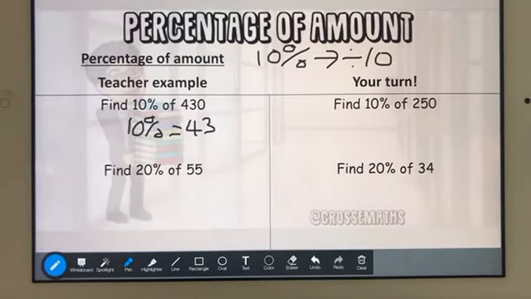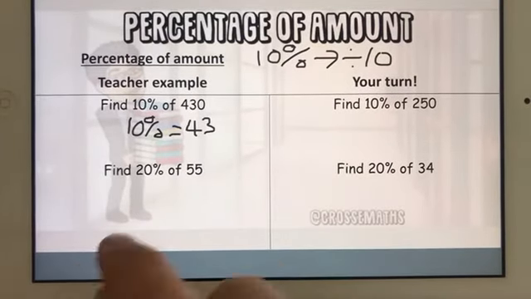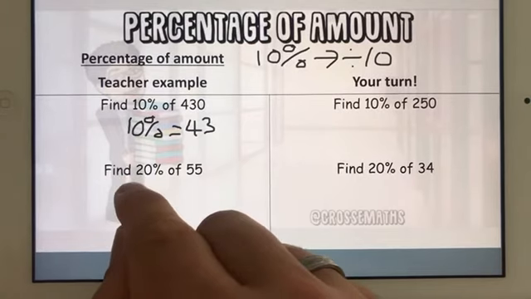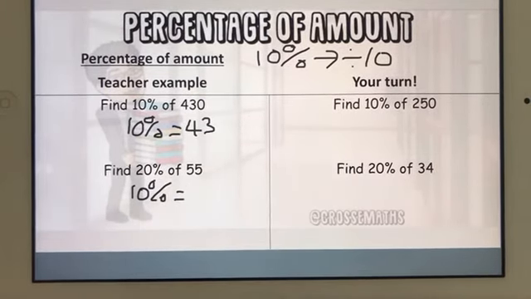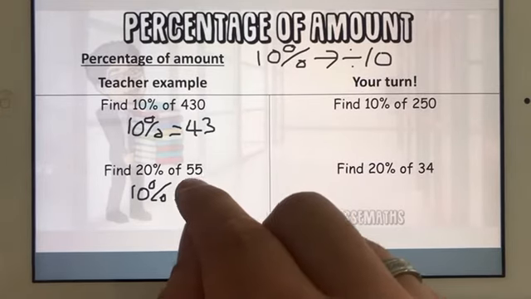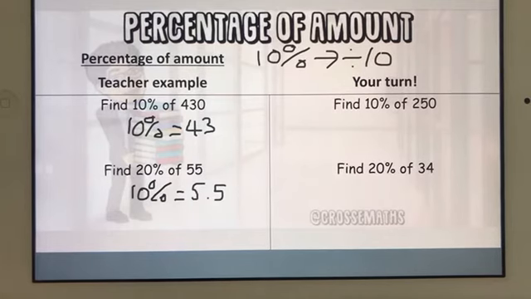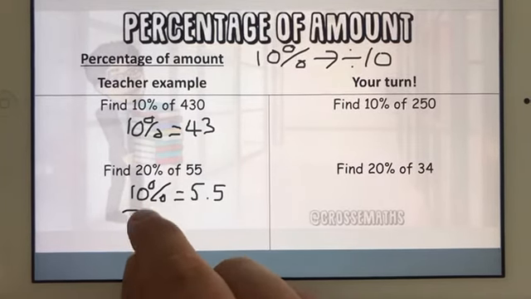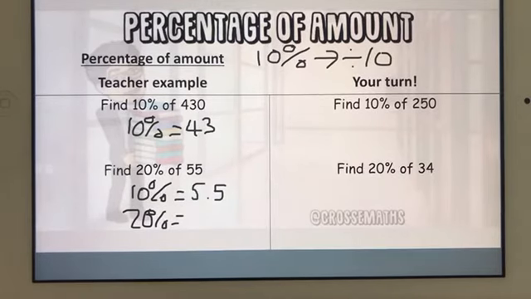Very easy. Okay, on the next one, find 20%. Okay, a little bit different. 20%, remember we find 10% first every single time. So I'm going to do that. 10% of 55. We haven't got a 0 to chop off this time. So what we've got to do, we've got to put a decimal point in there. So instead of 55, it's going to be 5.5. Okay, 10% is 5.5. 20% then would be 2 lots of 10%, or 10% added together twice.